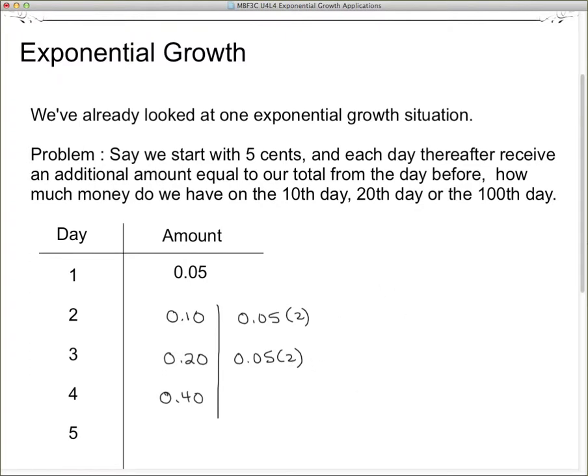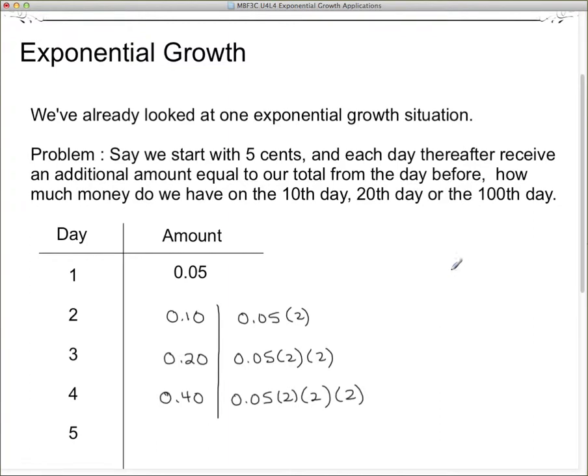There we go. So now we have another 2. And if I do it one more time here, 0.05 times 2 times 2, that's the amount I had on the day before. So this is equal to the 20 cents I had the day before, and now I'm going to double it to get to that 40 cents. So I give it another 2.